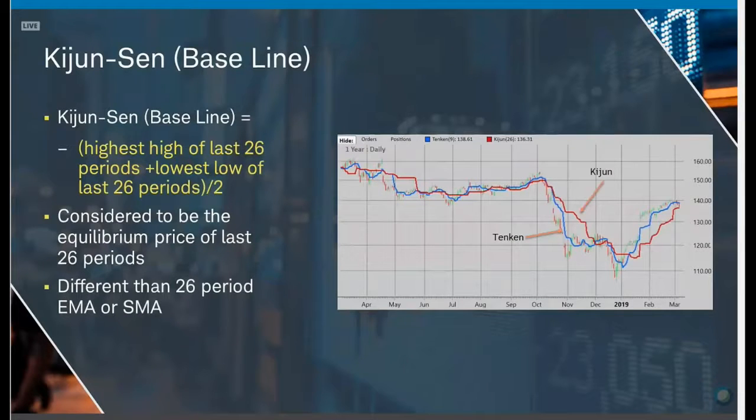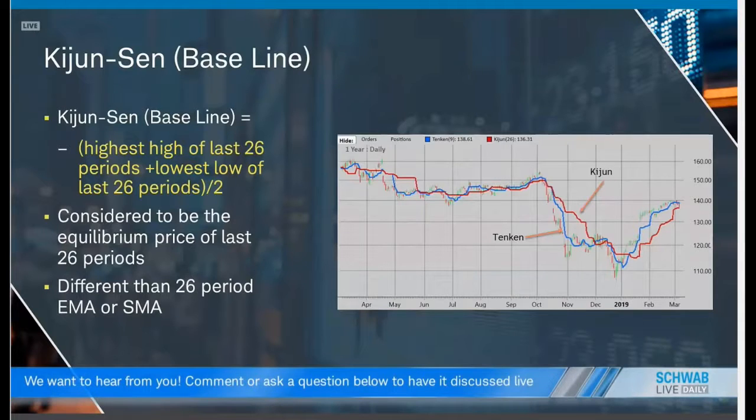All right, the next one is Kijun-sen, which is called the baseline in English. It is the same calculation, except you use 26 periods. So it's the highest high of the last 26 periods plus the lowest low of the last 26 periods divided by 2. It is considered to be the equilibrium price for the last 26 periods. Remember, that's about a month when they were trading on the weekends in Japan.